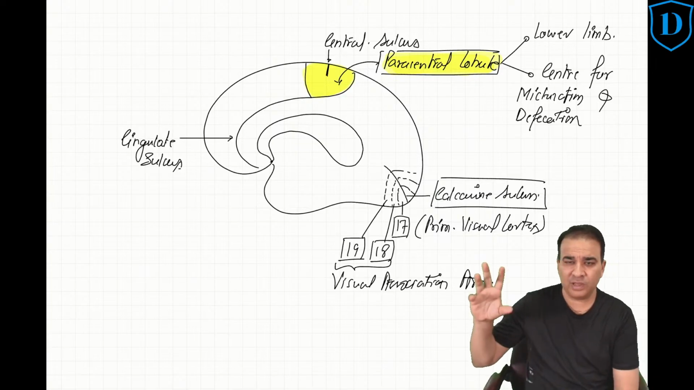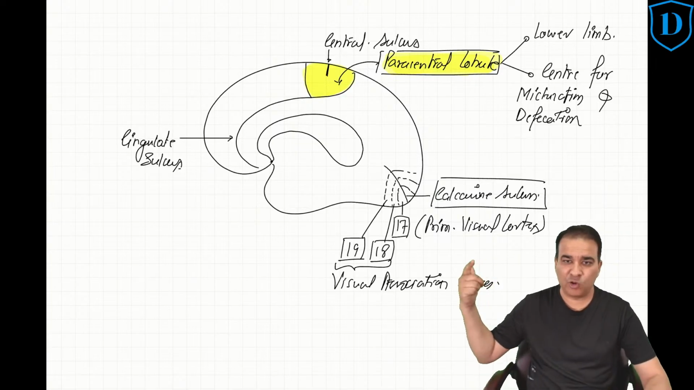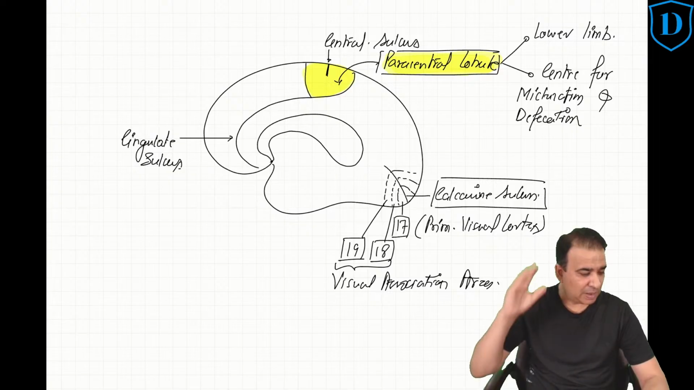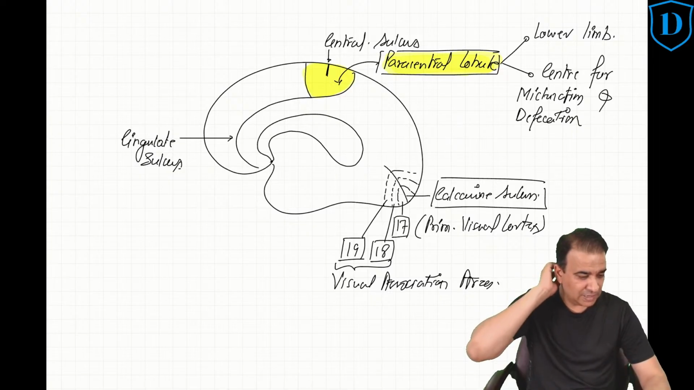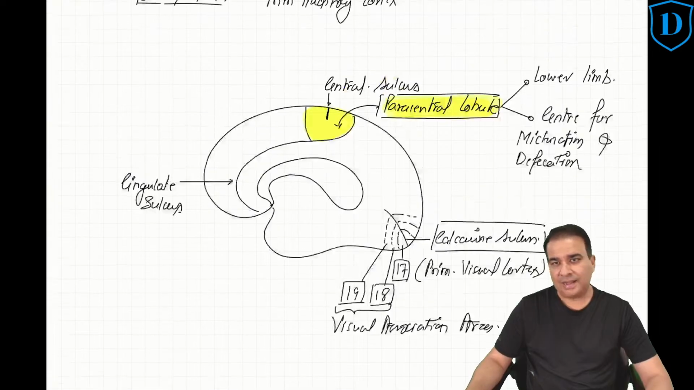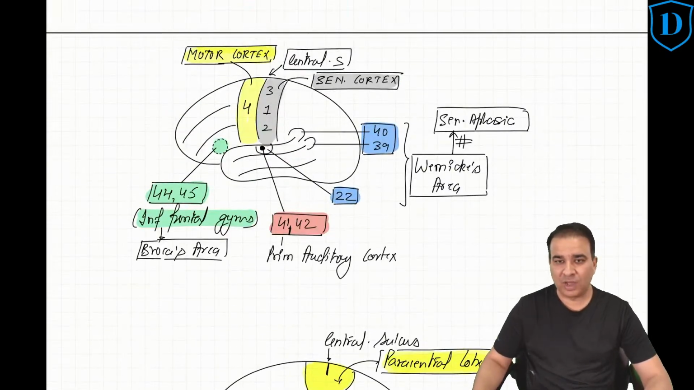One is the paracentral lobule here, and the visual cortex around the calcarine sulcus, let's say areas 17, 18, 19. That's the primary visual area, and the visual association area is there too. And on the lateral surface, all these areas, guys, especially Broca's area and Wernicke's area.